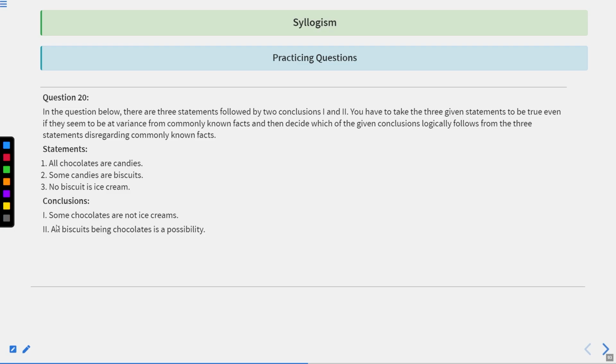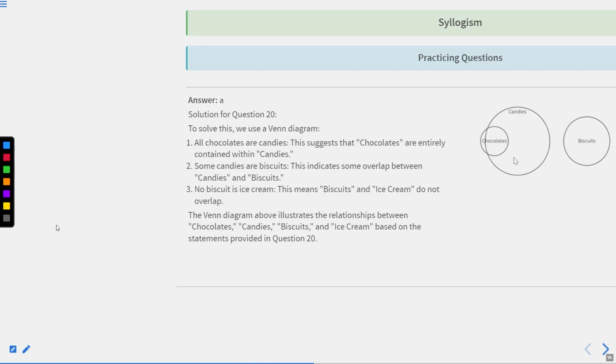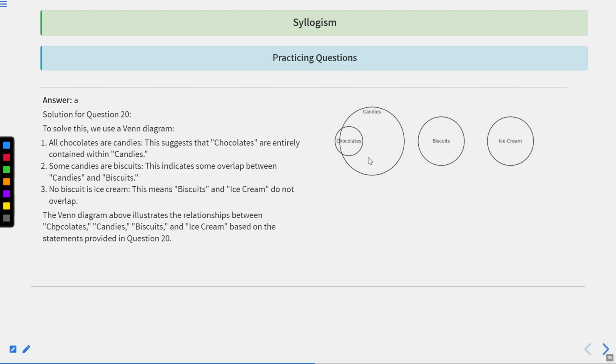My dear students, let's verify what exactly the statement is and how the conclusion would follow. The first statement says, all chocolates are candies. Is this the correct way of representing all chocolates are candies? No, this is not the correct method, because there is a certain portion of chocolates which is outside the purview of the circle of candies. Therefore, it is not representing all chocolates are candies.